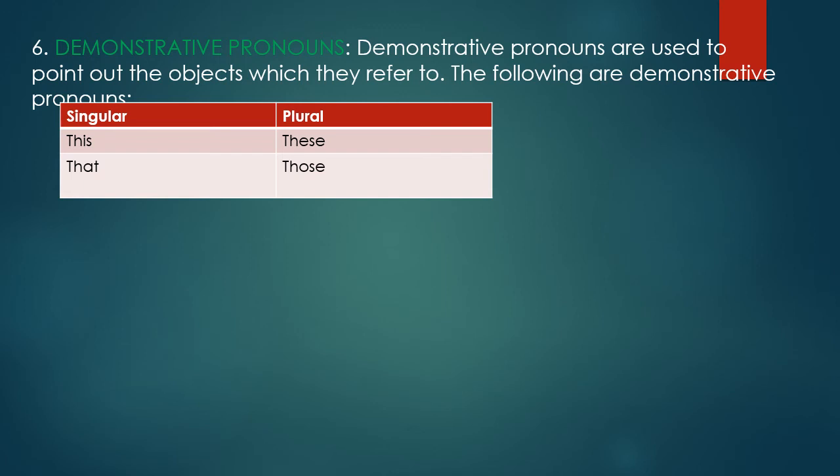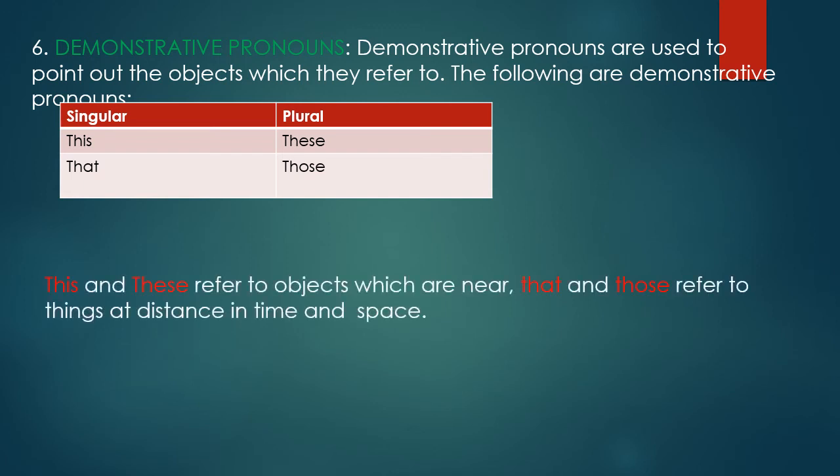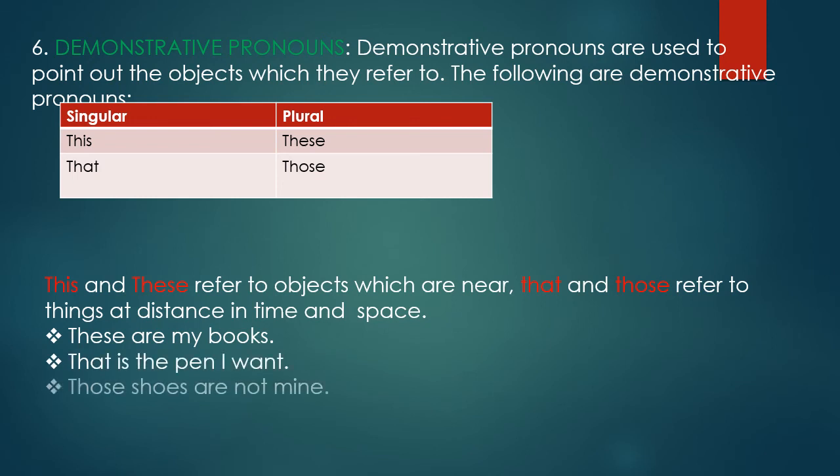This and these refer to objects which are near. I have again specified the same thing which I have explained to you before. That and those refer to things at distance, in time and space. For example, these are my books. That is the pen I want. Those shoes are not mine. This is a chair. As you can see, their usage in the sentences, these and those are always used for the plural. Okay.